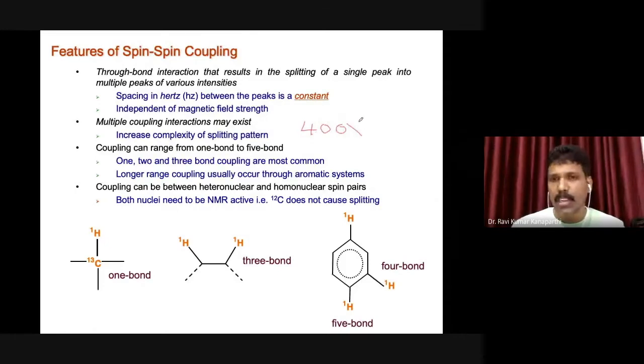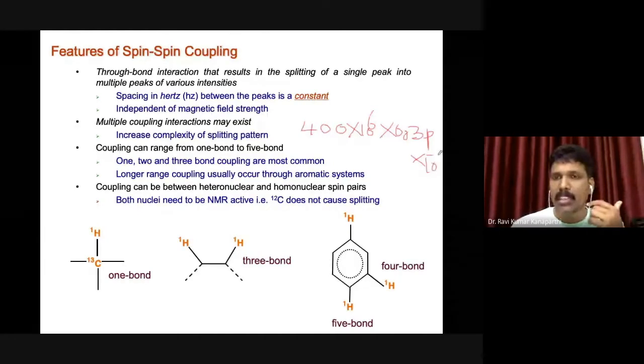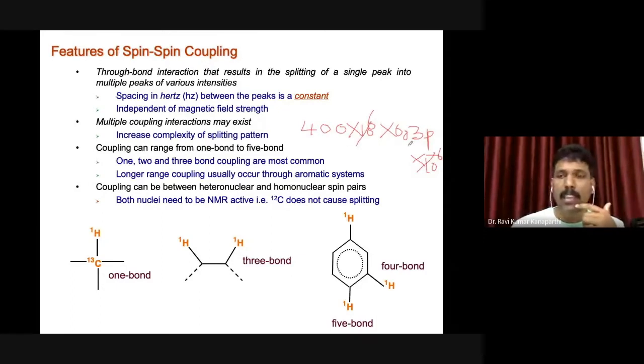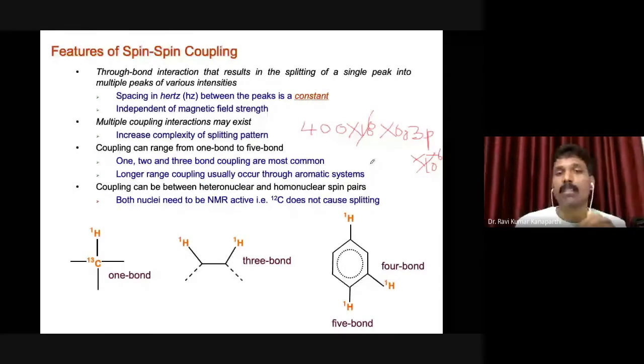So actually it is of this kind: 400 into megahertz, which means 10 power 6, and the difference we got is 0.03 ppm. Instead of writing ppm, we write parts per million. One million means 10 power minus 6. So the minus 6 and the plus 6 get cancelled out, and this is 400 multiplied by 0.03. This is the coupling constant of that particular triplet, right? So this is how we experimentally determine the coupling constant.